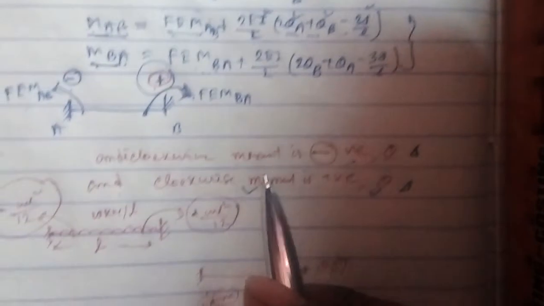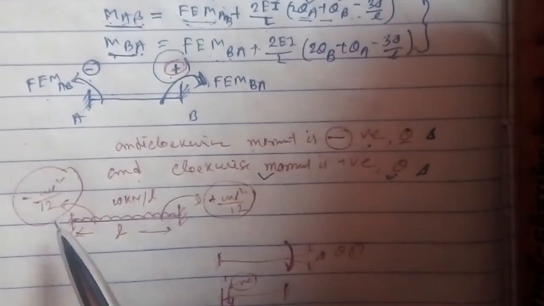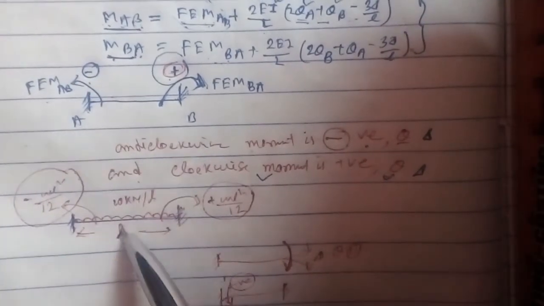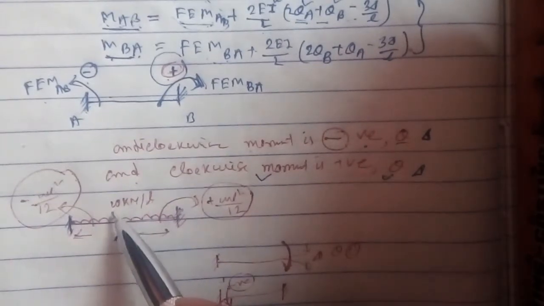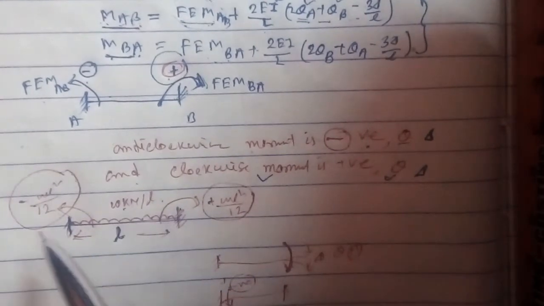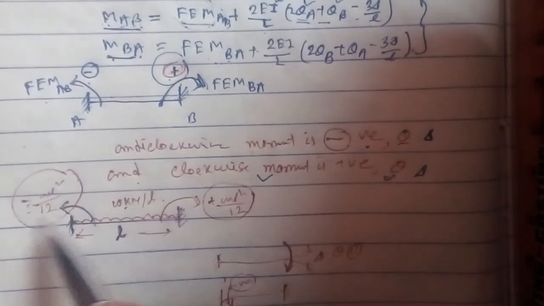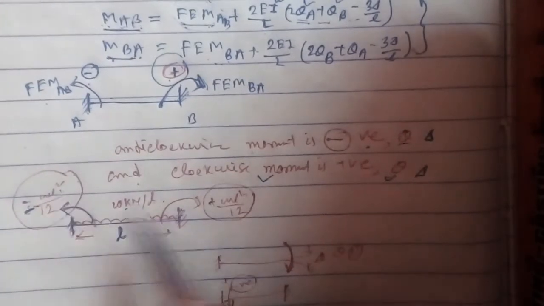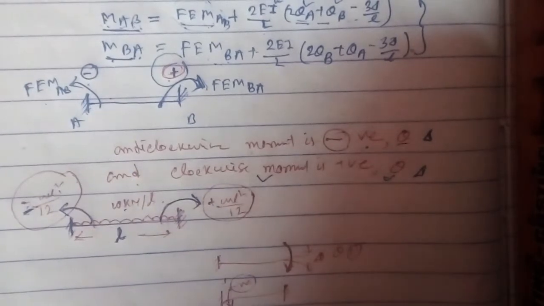Now I will discuss a standard case. Suppose it is a fixed beam of length L and it carries a load of W kilonewton per meter length. The fixed end moment will be WL square by 12. As it is anti-clockwise, the sign will be negative, minus WL square by 12, and at the other end it will be plus WL square by 12.